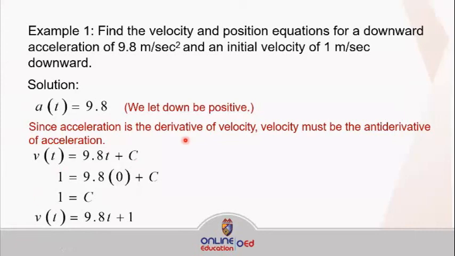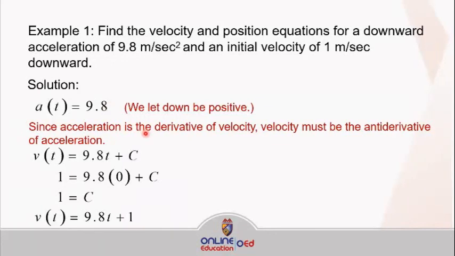For the first problem, we have here: find the velocity and position equation for a downward acceleration of 9.8 meters per second squared and an initial velocity of 1 meter per second downward. For the solution, let's recall the given values. The acceleration a of t is 9.8, the gravitational acceleration, 9.8 meters per second squared. So we let down be positive.